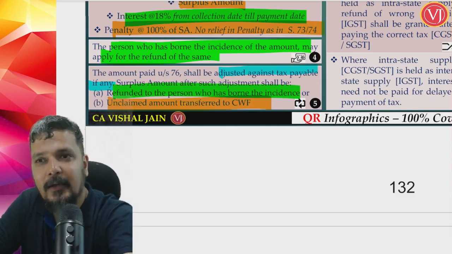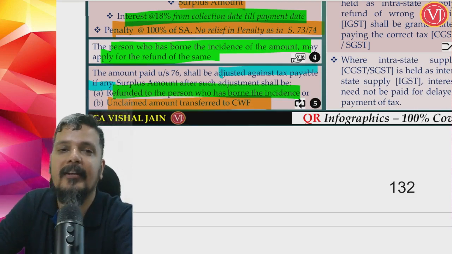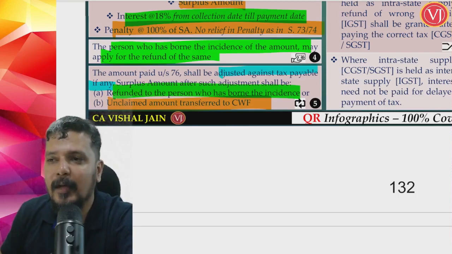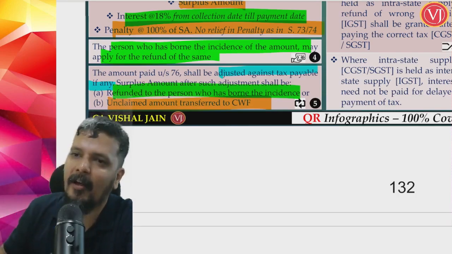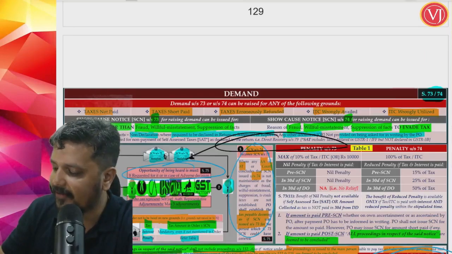It will be given back to the customers who have borne the burden. If not, it will go and sit in the small pocket of the government, from the Consolidated Fund of India to the Consumer Welfare Fund. So that is all about your section 76. Now what is your section 77 read along with section 19?